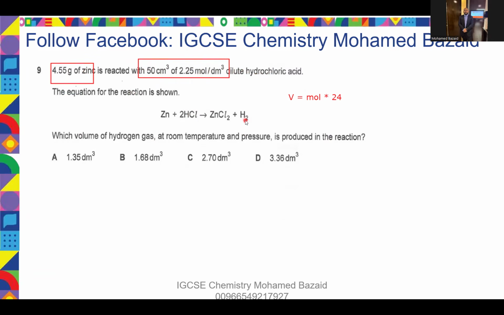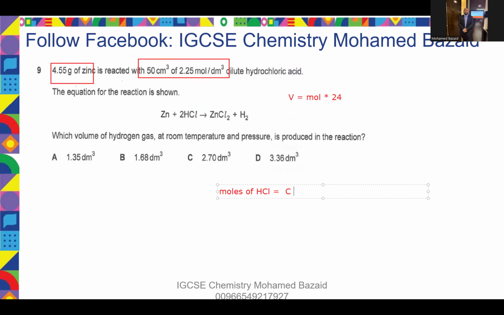Why don't I care about zinc? Because the hydrogen produced here is produced from where? From HCl. Look, there is hydrogen here. So I will find the number of moles of HCl. As you see in the question, you have volume and concentration.